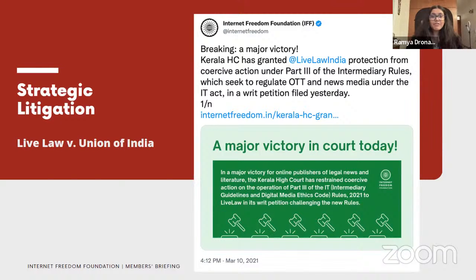But the first one, which is LiveLaw versus Union of India, this was a case in which we were the lawyers for LiveLaw, and we represented LiveLaw before the Kerala High Court. And here, the background of the arguments was that LiveLaw basically argued that these rules are unconstitutional. The fact that they are governing news media as if they are an intermediary, and they're trying to restrict the ability of a news media operation to function and do what they're capable of doing, or publishing news, by requiring them to sit in judgment in overview of their own content.